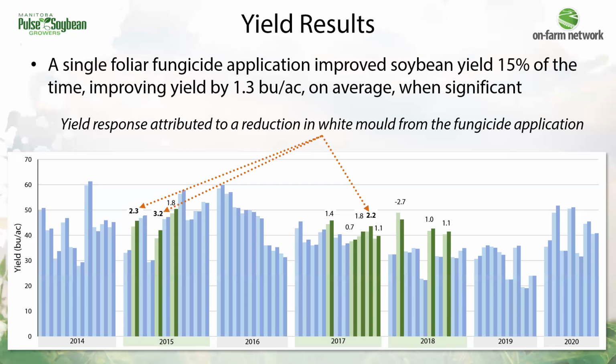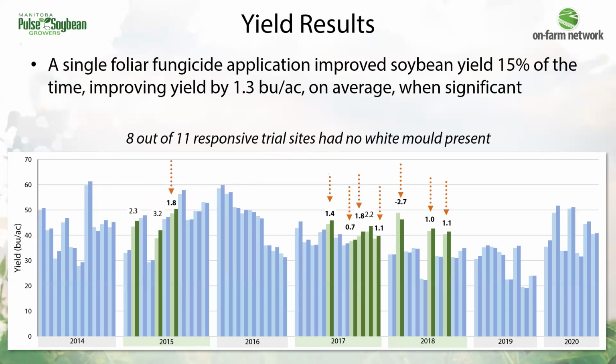These yield increases over 2 bushels per acre were because the fungicide was protecting the crop from white mold at those sites. So 2 of these 3 trials with more white mold were also where soybeans were being grown on soybean stubble. So that rotational risk is showing up a little bit here. But at these 8 other responsive sites, white mold wasn't present in the trial. Something else was contributing to this yield response.